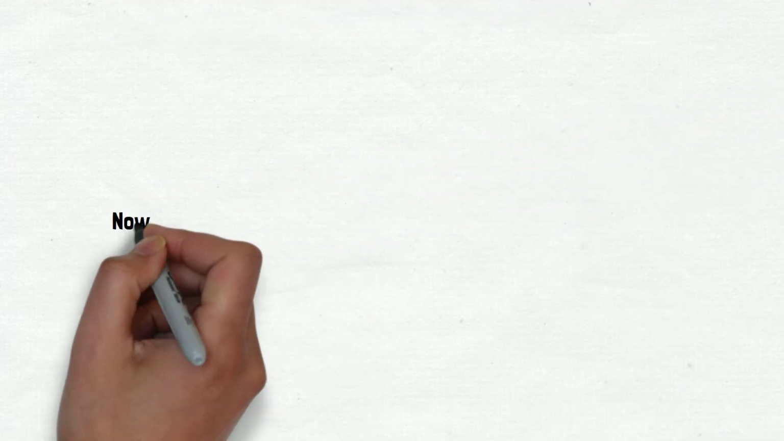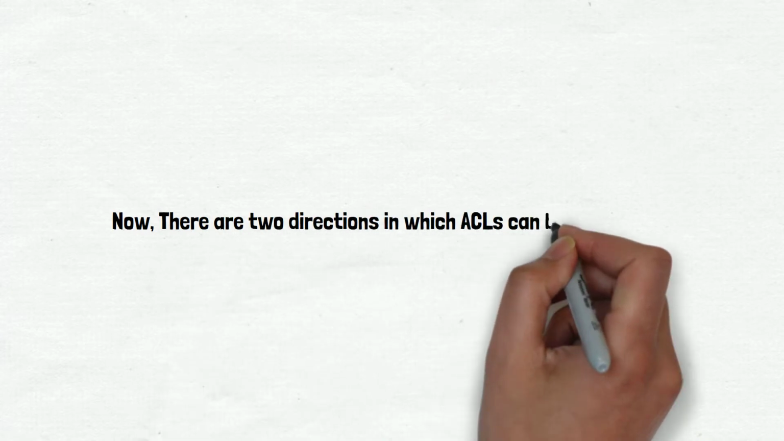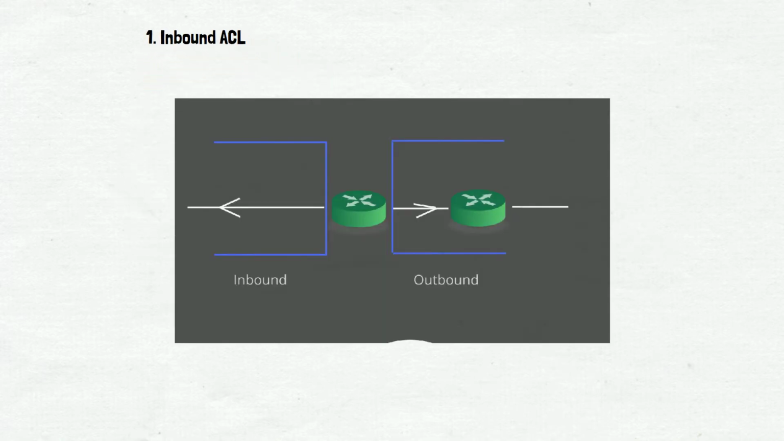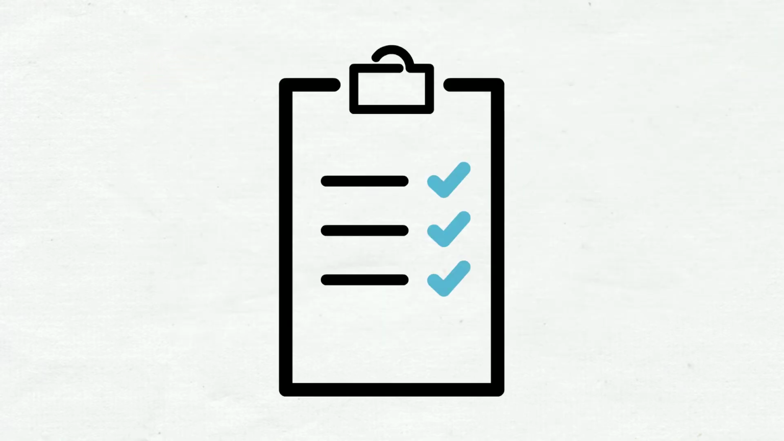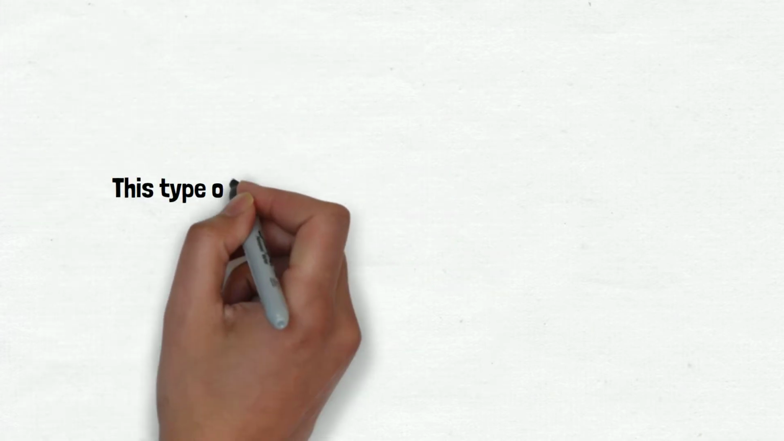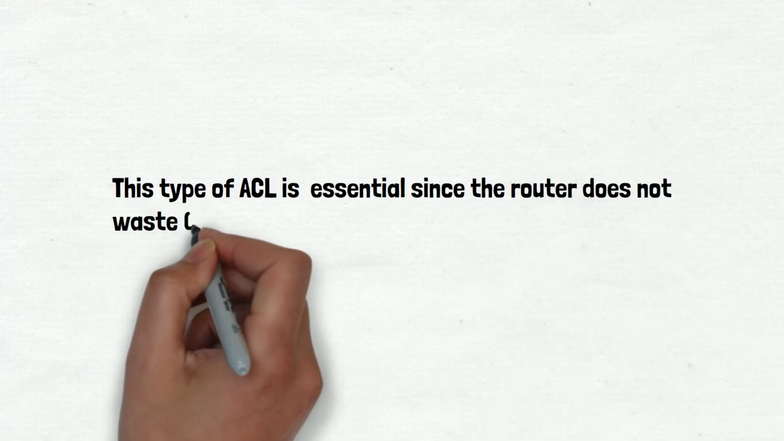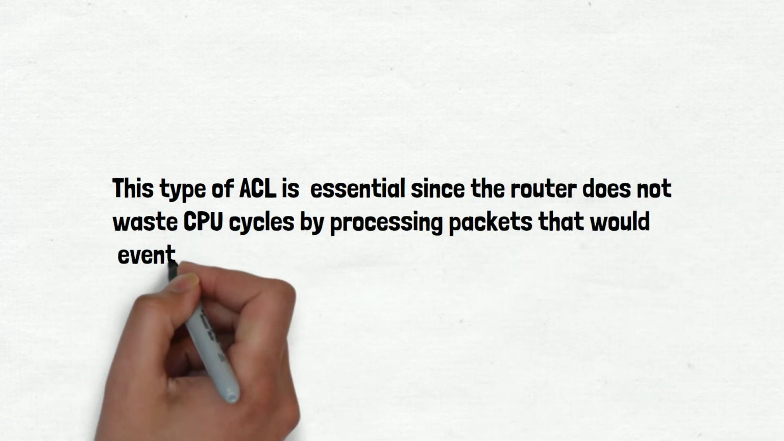Now, there are two directions in which ACLs can be configured. Number 1 is inbound ACLs. With this type of ACL, the router checks the traffic it receives from an interface against the configured ACLs before determining whether to route the traffic. This type of ACL is essential since the router does not waste CPU cycles by processing packets that would eventually be dropped. Number 2 is outbound ACLs.